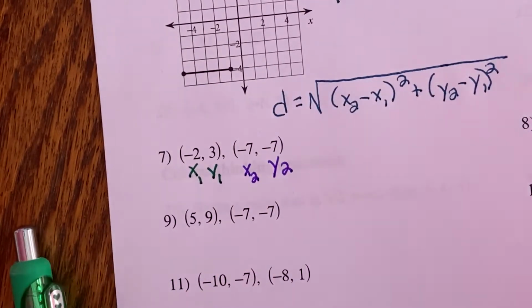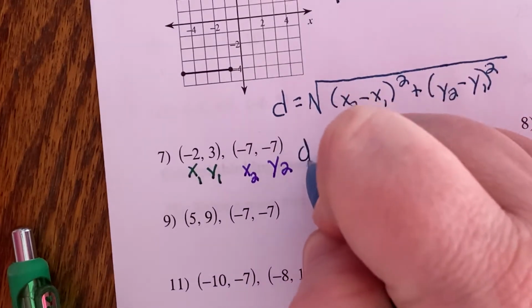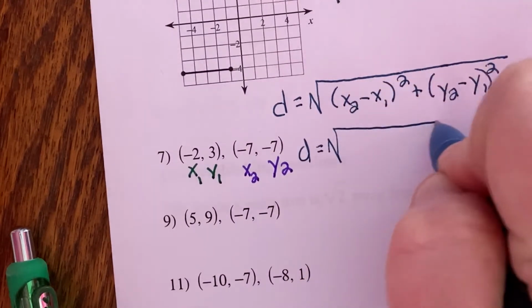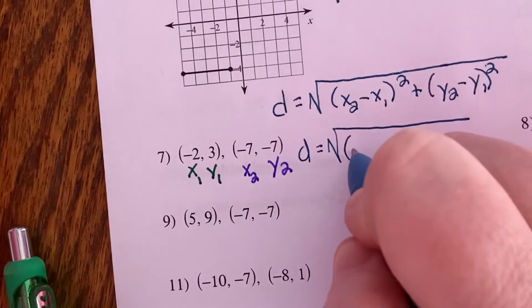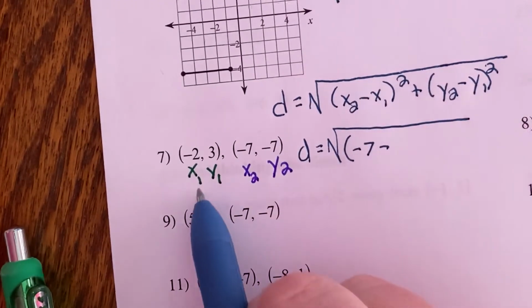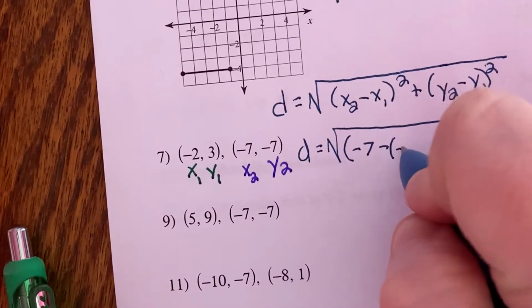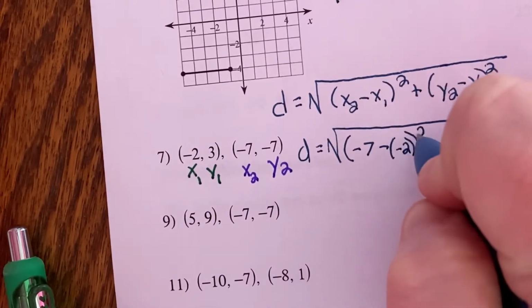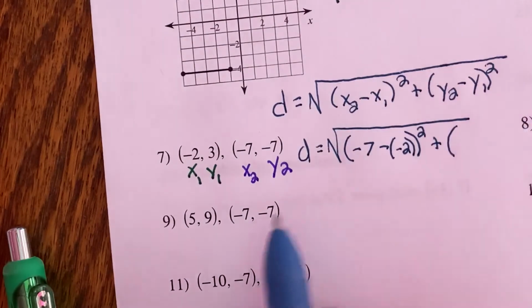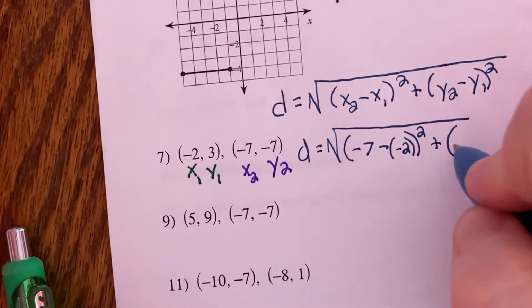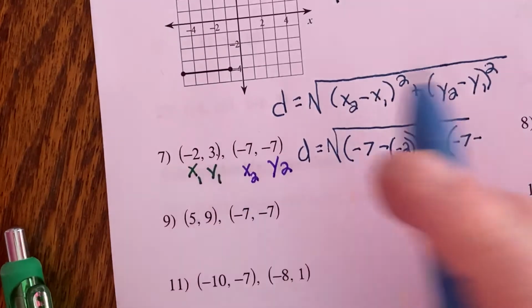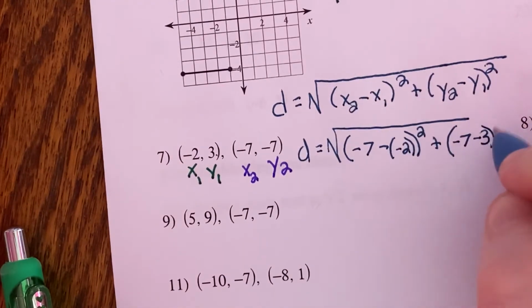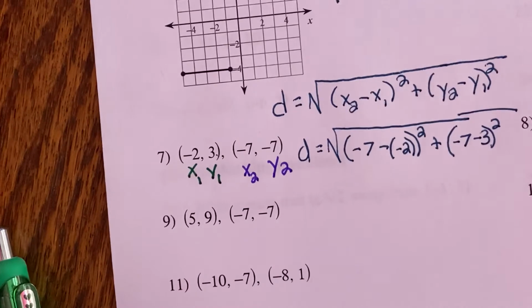So we're just going to plug that into our formula. Distance is going to equal the square root of x2, which is -7, minus x1, -2, squared, plus y2, which we just said was -7, minus y1, which is 3, squared. All right, so we just filled it into our formula. Now let's do what we need to do.